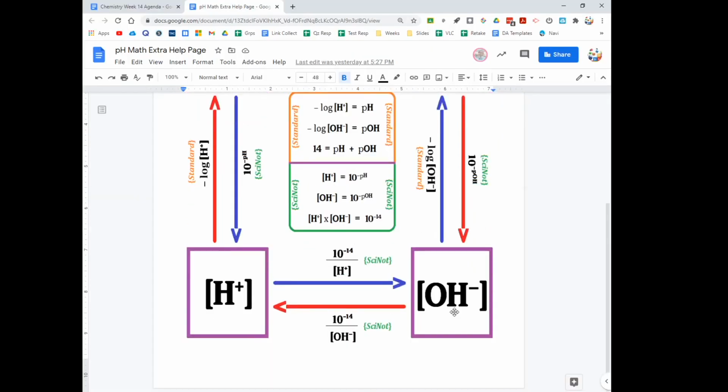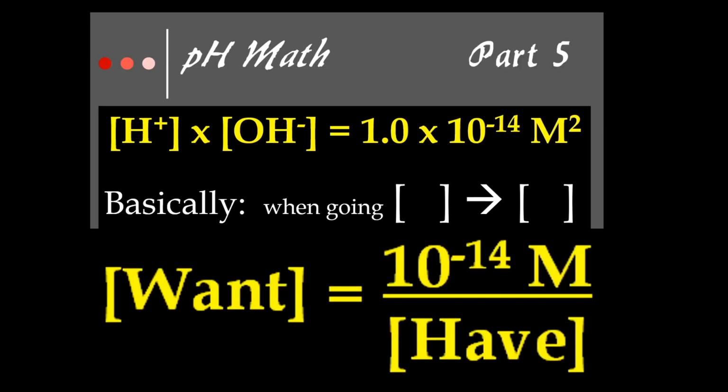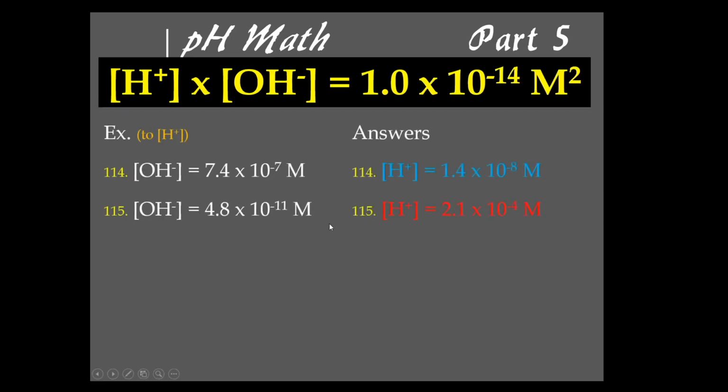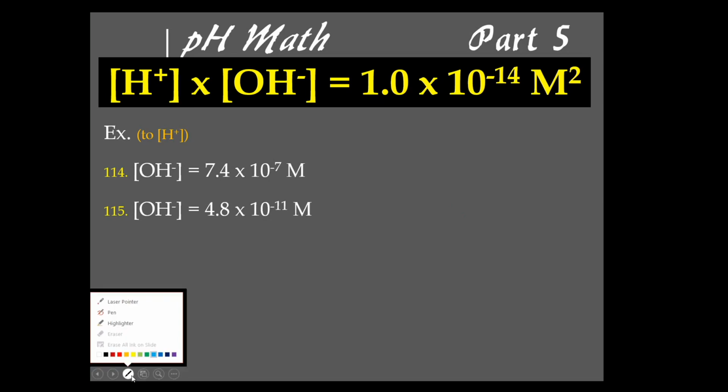Now we're going to talk about doing the bottom. The bottom, where we go from the concentration of one to the concentration of another. From concentration of H to concentration of OH, or concentration of OH to the concentration of H. This is what you do. Whatever you want is equal to 10 to the 14th over whatever you have. Done. Not that bad. Pretty easy to do. So again, okay, this one doesn't come up for me, but that's okay. I will write it out for you.